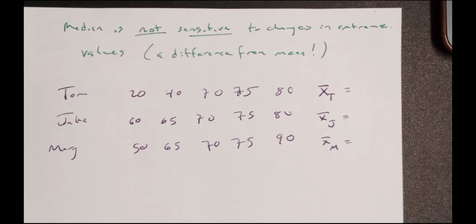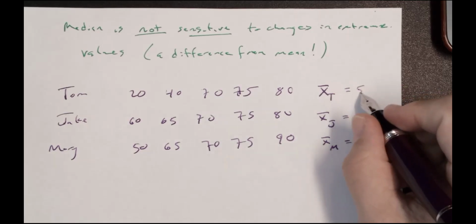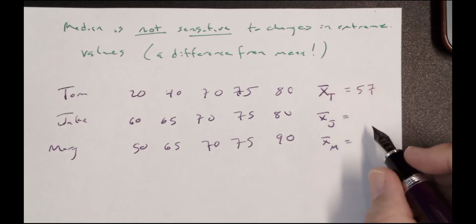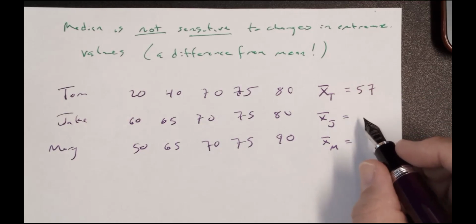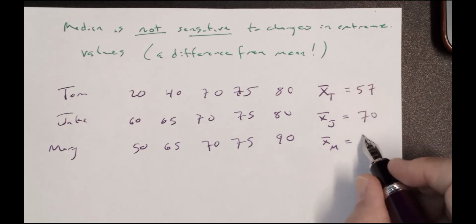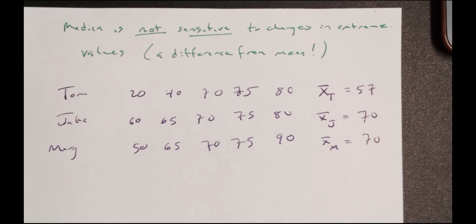So it's quite possible to have widely differing individual scores and still have the same average. It's possible to have really widely differing averages and still have the same median.